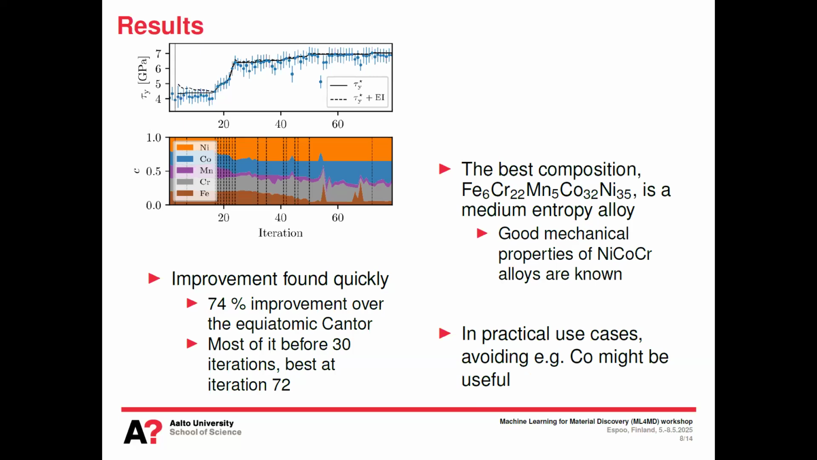So this is what I see often happening in these type of things, that you find the optimum at the end of your search space in some corner. So maybe not so interesting. But if you're thinking of doing this in a practical use case, maybe avoiding cobalt might be useful. People want to do that, and so having additional constraints would maybe make this better for real life use cases.